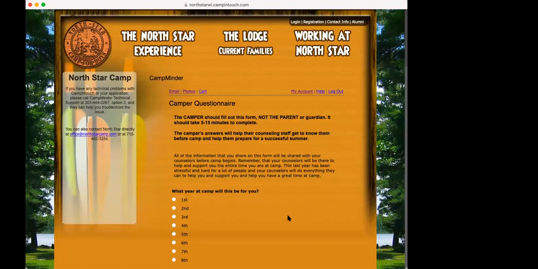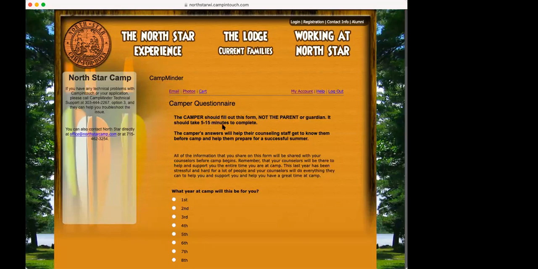Lastly, I want to walk us through the last form that we have on our system right now. That's called the Camper Questionnaire. We know that we've asked a lot of you as parents as you're submitting information to us. And so we also want to have direct communication with our campers and to know their thoughts as they head into the summer.